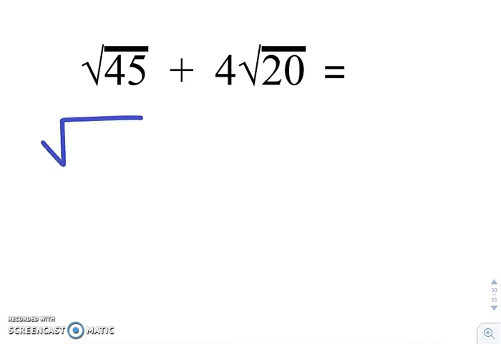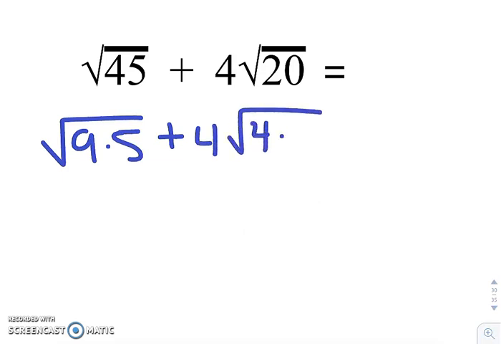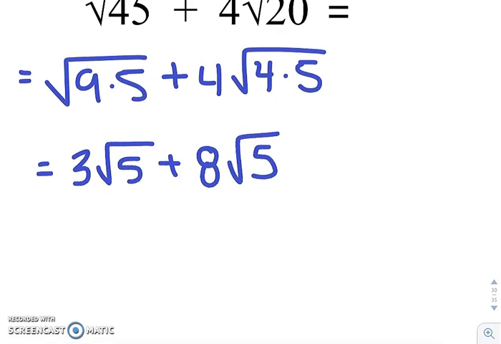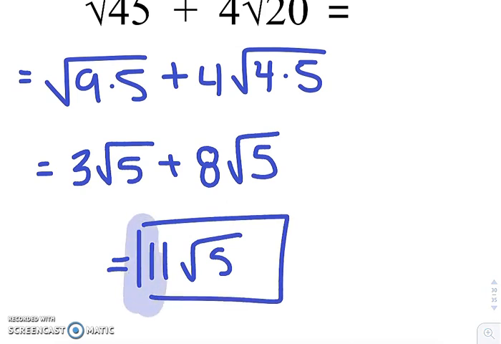So the square root of 45 is going to be 9 times 5, plus 4 times the square root of 20, which is going to be 4 times 5. So really what's going to happen is you should have a perfect square, and then that number remaining should be the same. So we've got 3 square root 5 plus the square root of 4, which is 2. So 4 on the outside times 2 is 8. So how many square root 5's do we have? 11. So when adding and subtracting, you have to simplify them first. Then they should be the same for you to be able to add or subtract them.